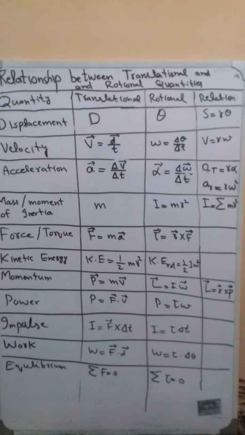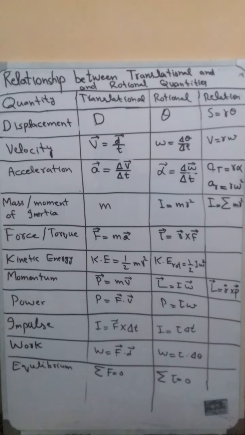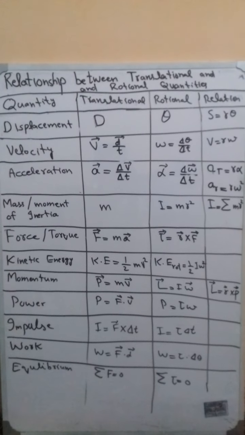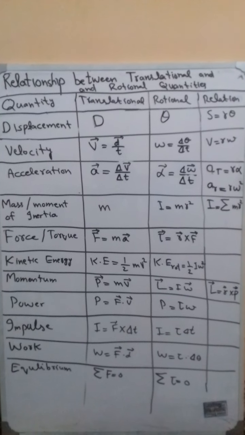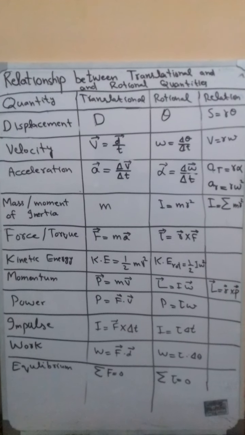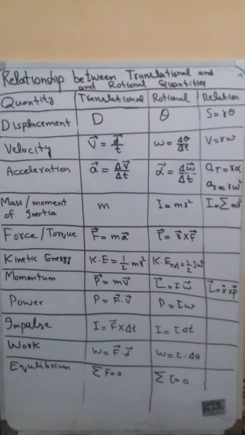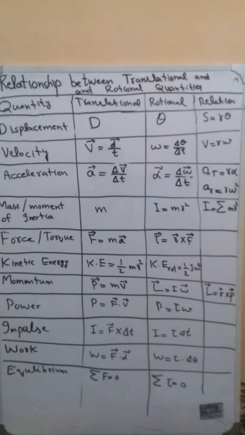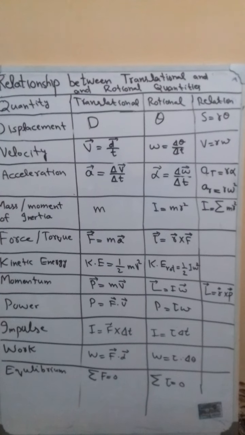Here, if I replace m by I and v by omega, then I can get the formula of the momentum in the rotational case, and the relationship between the translational and rotational term is L is equal to r cross P.